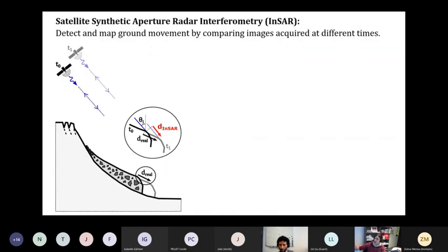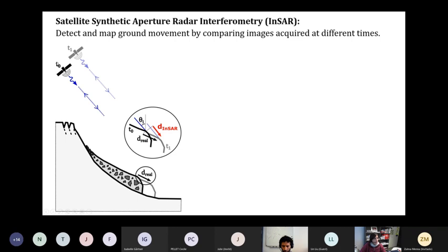So there are many techniques that can be used to document kinematics, of course also in situ based. But this CCI project, because it's funded by the European Space Agency, the focus is to use satellite remote sensing to upscale the analysis. And in this case, we focused on one technique called InSAR, synthetic aperture radar interferometry, where we compare radar images taken at different times to detect movement.